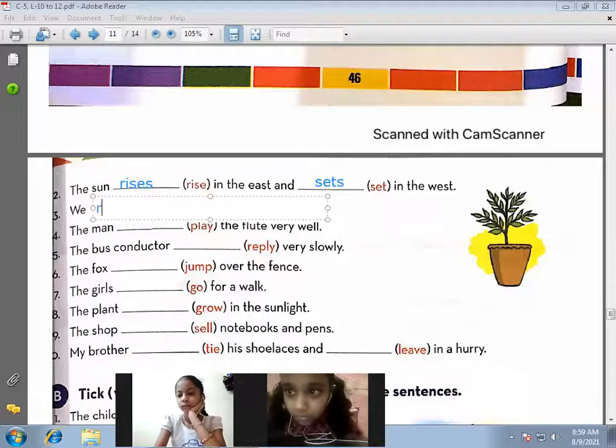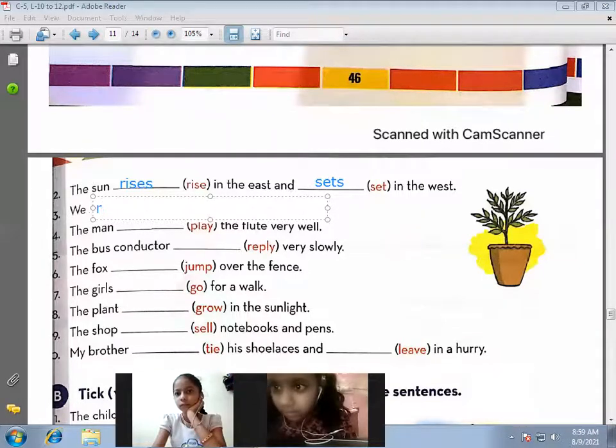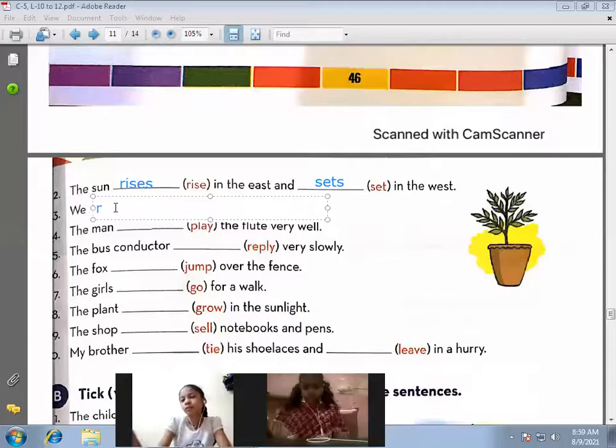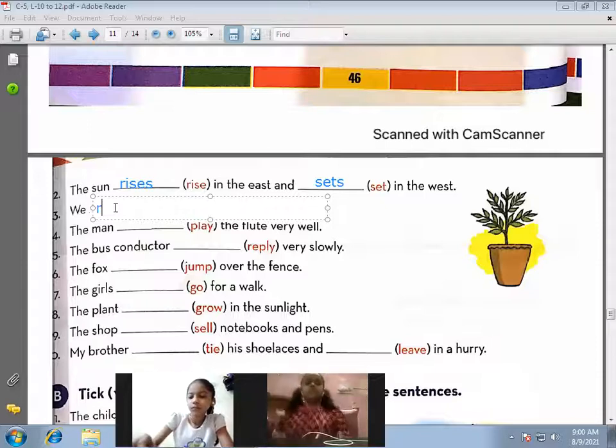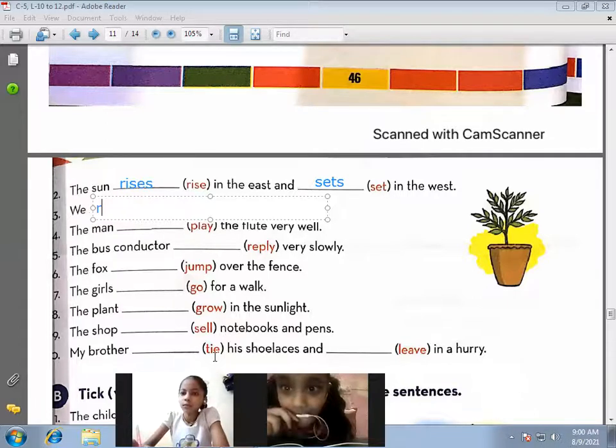Here, our subject is singular or plural? First of all, find out that. We is singular or plural? Ma'am, singular. We use we for whom? No, ma'am, plural. Plural. Are you sure we is plural now? We is singular or plural? Akshat? Ma'am, plural. So with plural, which verb form will we use? The base form of the verb, or will we add s or es? Ma'am, we'll add s to the base form of the verb with plurals. Is this right, Riddhi?